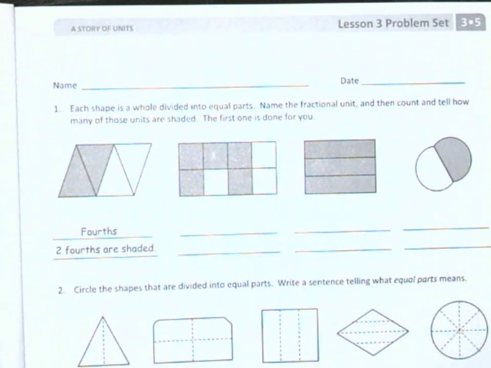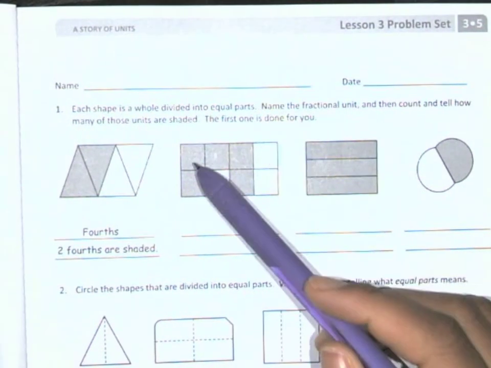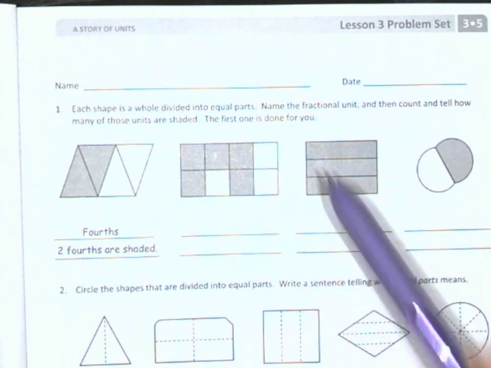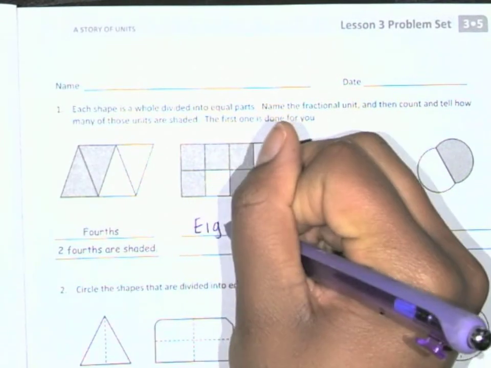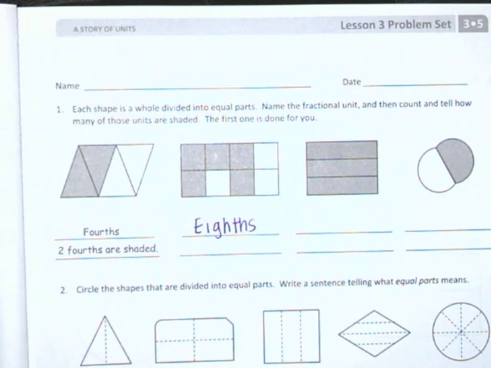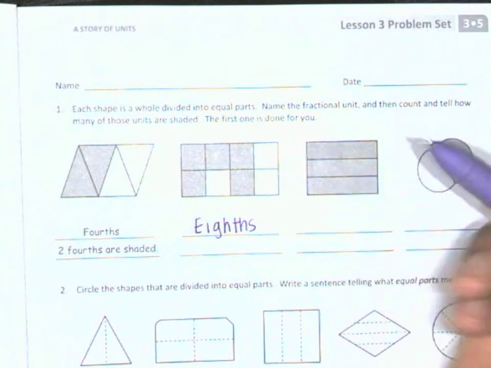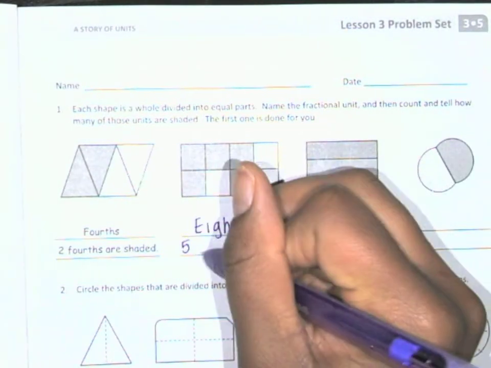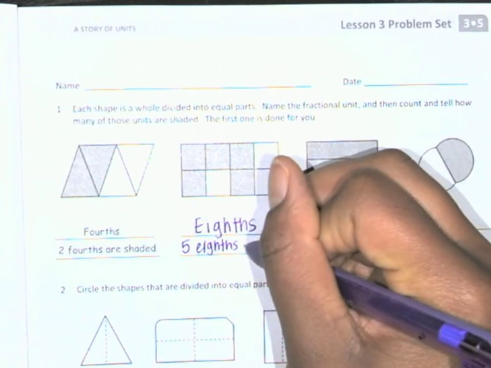So let's go ahead and complete the next one together. So first we need to count how many parts there are. 2, 4, 6, 8. So I know that these are eighths. Okay. And how many of those eighths are shaded? 1, 2, 3, 4, 5. 5 eighths are shaded.